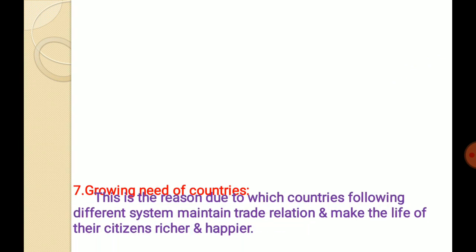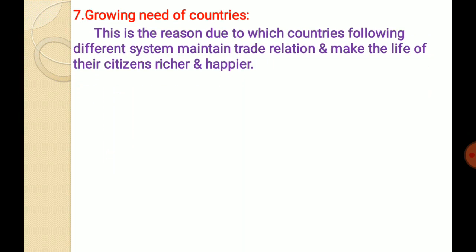Next one, growing needs of countries. This is the reason due to which countries following different systems maintain trade relations and make the life of their citizens richer and happier. One country's citizens demand luxurious products, but that country is not in a position to produce them. Because of international marketing, they import luxurious products from another country and make the life of their citizens richer and happier.